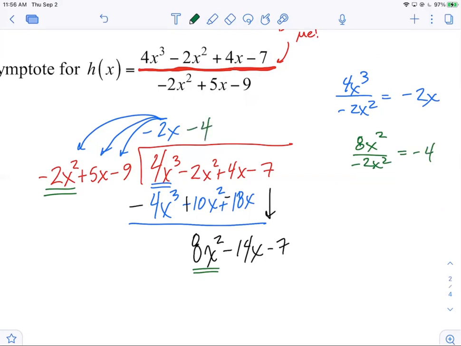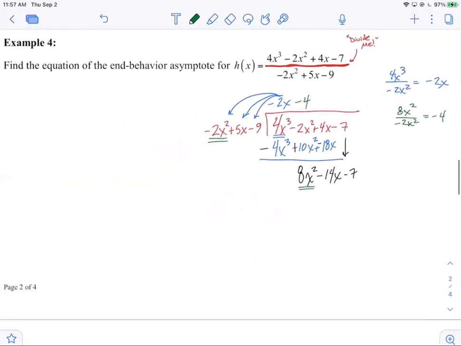Negative 4. Now, at this point, if you were only looking for the equation of the slant asymptote, look what we have in the quotient. We have negative 2x, which we already knew just kind of casually by looking at the leading terms, but now we have the b, the negative 4 is the y-intercept. So you could say then that H has a slant asymptote, or an SA, at y equals negative 2x minus 4.